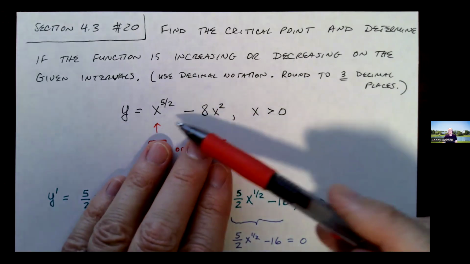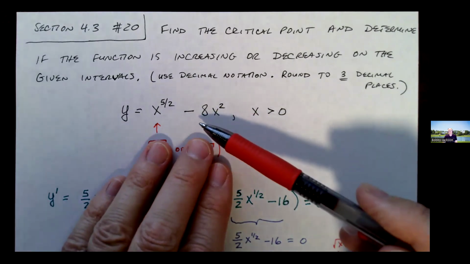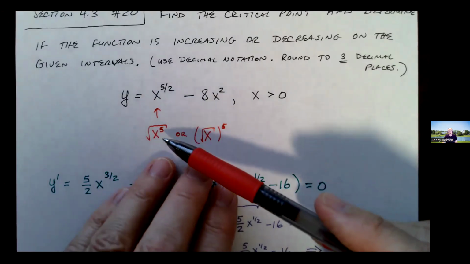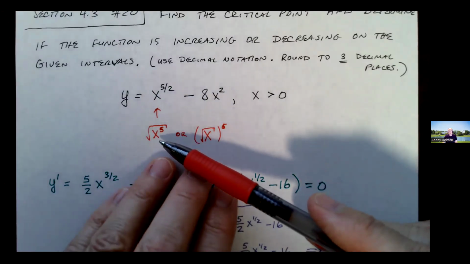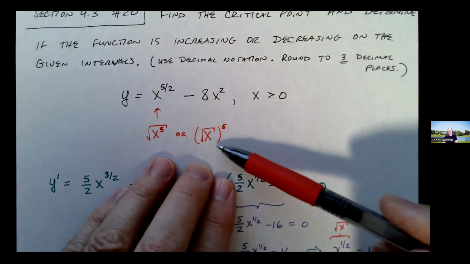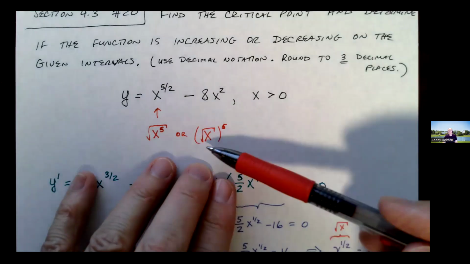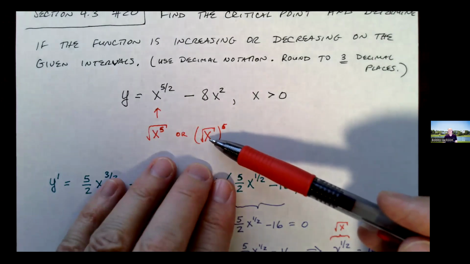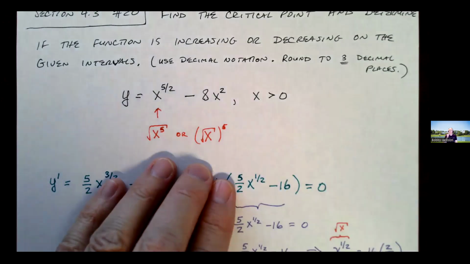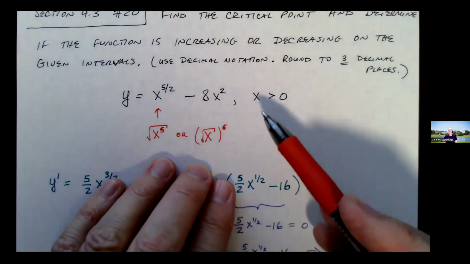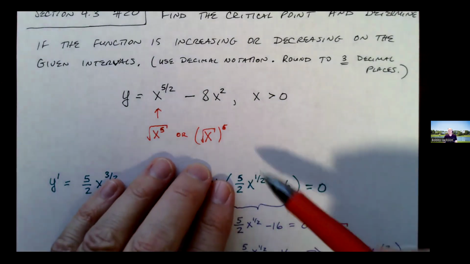The domain of this function is all values of x greater than or equal to 0, because the x to the 5/2 is either the square root of x to the 5th or the square root of x raised to the 5th power. Either way, you're taking an even root, and therefore the radicand, the stuff you're taking the root of, needs to be non-negative. Okay, but they're restricting it to only positive values.